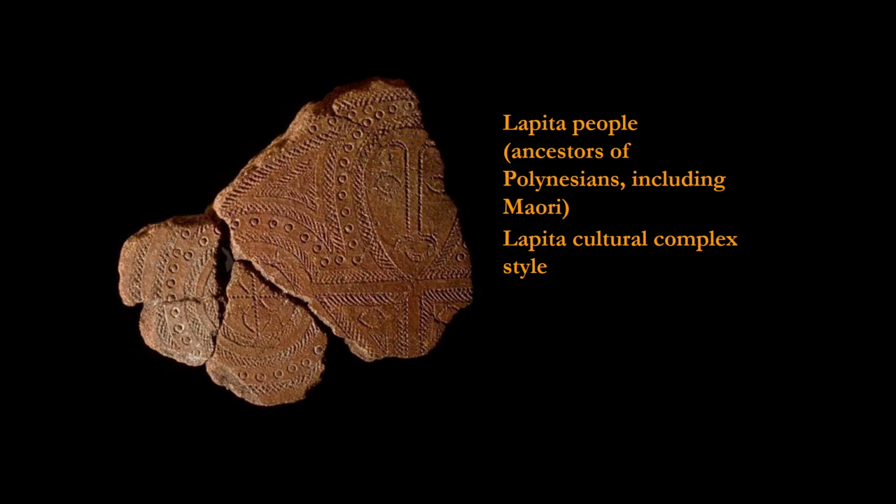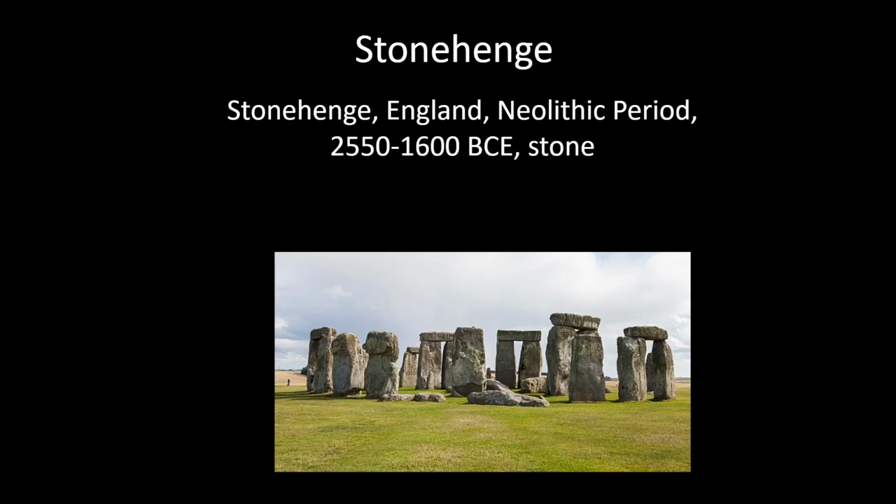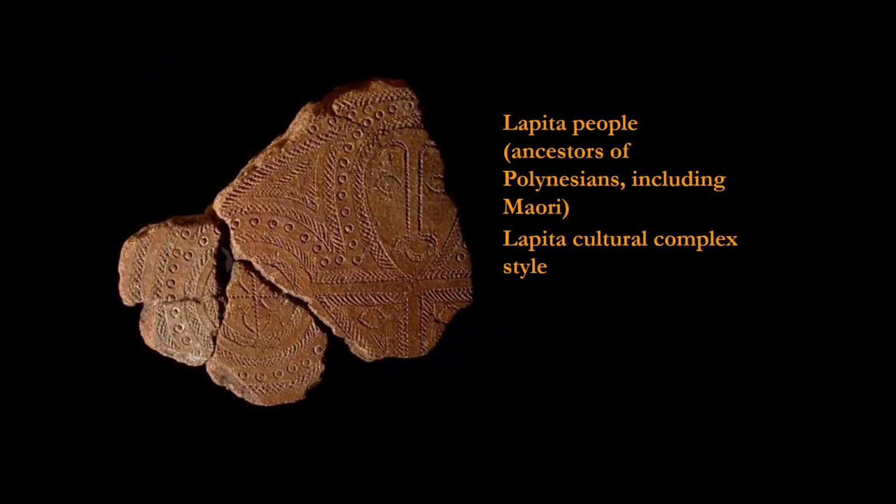If you ever go to New Zealand, you'll see many of the Maori people with these very detailed tattoos. We see some elements here from so long ago. Even late 1700s explorers saw these. And so these tattoos are incredibly similar to some of the details that we found on these terracotta fragments.